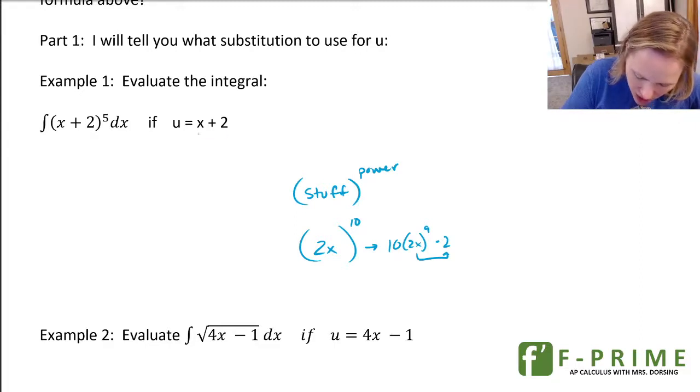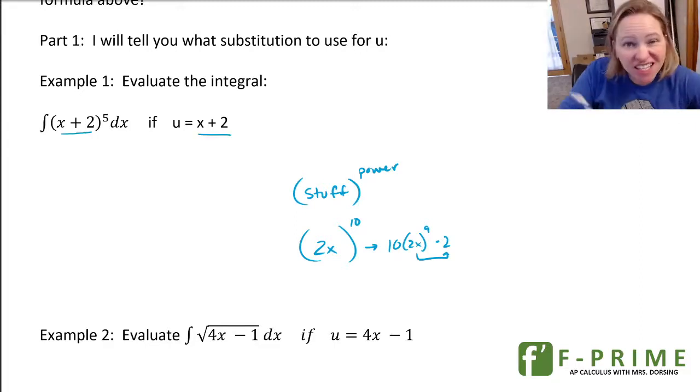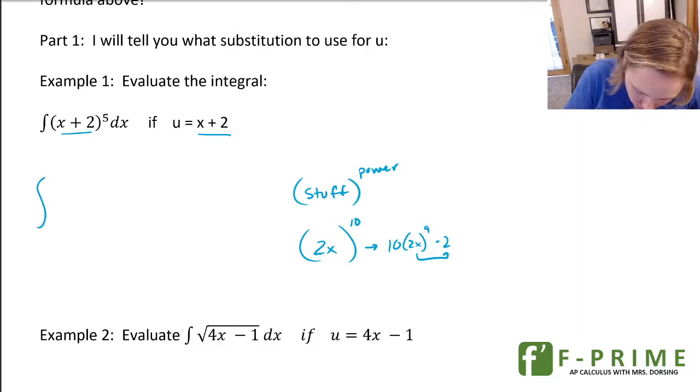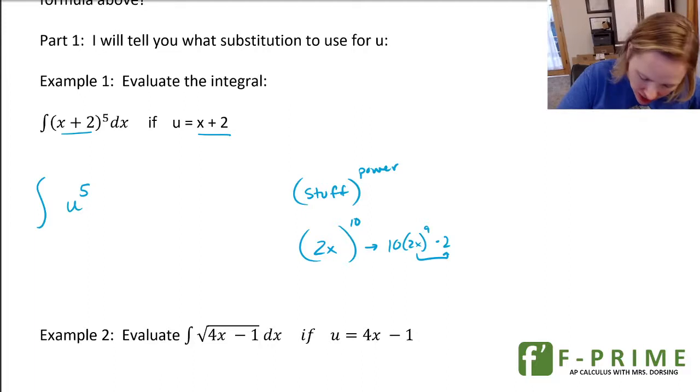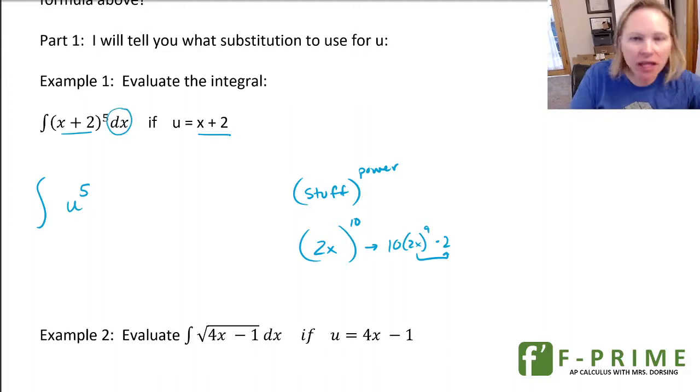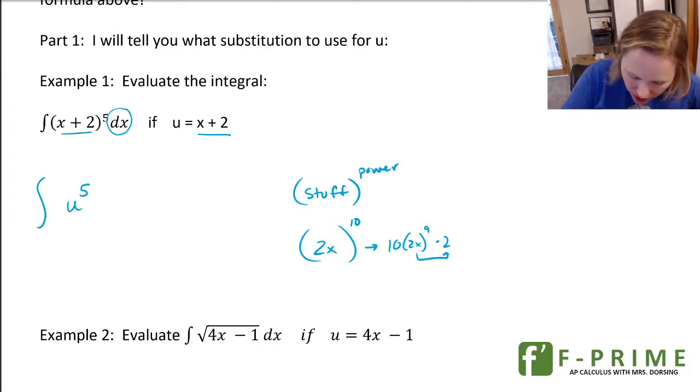So I'm going to rewrite this. I'm going to say U is x plus 2. So it's the stuff on the inside. Now I'm going to rewrite this as U to the 5th. The problem is I have to replace everything that has an x in it with something involving U. So this dx, I have to find its equivalent. And the way that I do that is I take this U equals x plus 2 and I find the derivative, du dx.